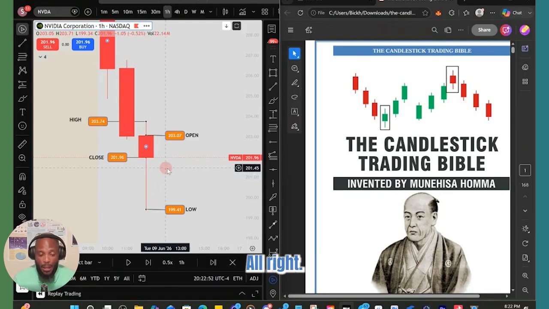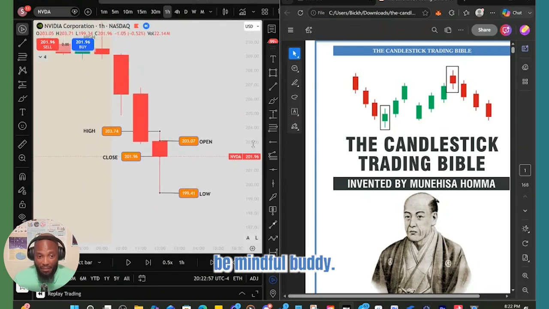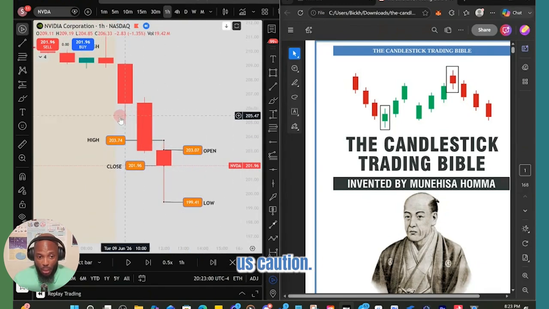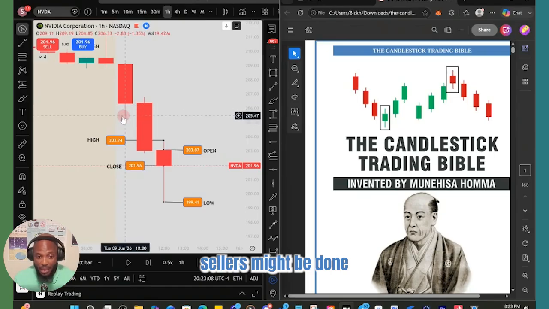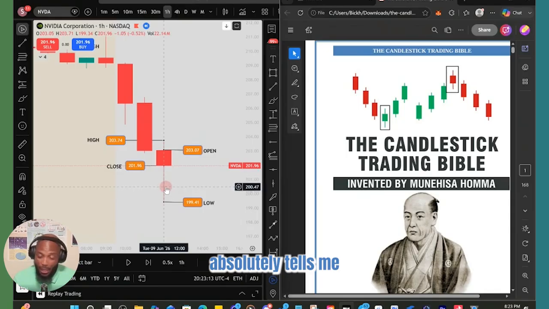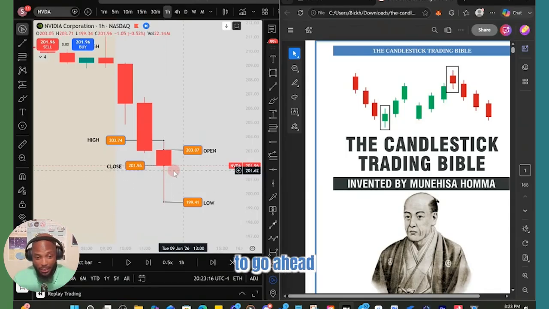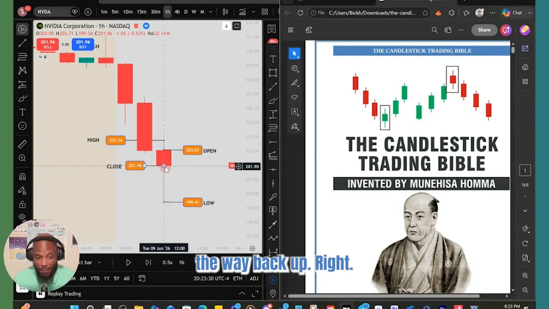Okay. All right. And this candle right here definitely tells me, be mindful, buddy. This one gave us caution. Be mindful. Go light, because sellers might be done, losing momentum. This one absolutely tells me, you might want to just wait for the next candle to close and then look for a move up. That's what this candle tells you, because the body was all the way down here and buyers bought it all the way back up.